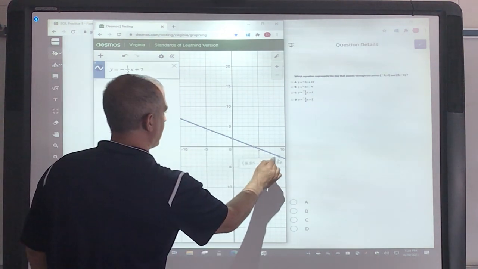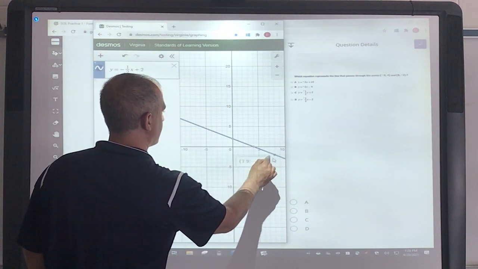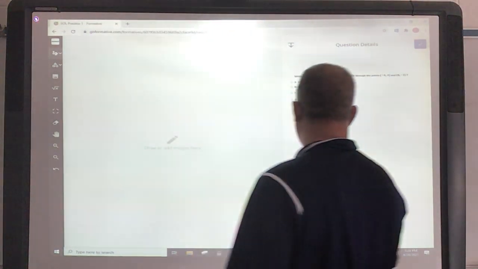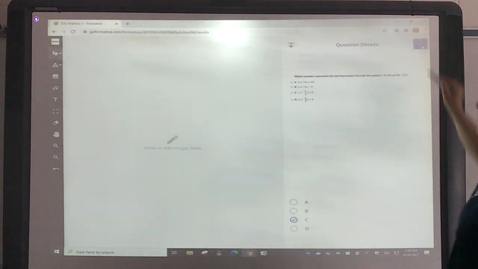Now let's go over to 8, negative 2. 8 over, let's see. Yep, it's right there. Yep, 8, negative 2 is on there. So that's got to be answer C. That's how I would handle that question.